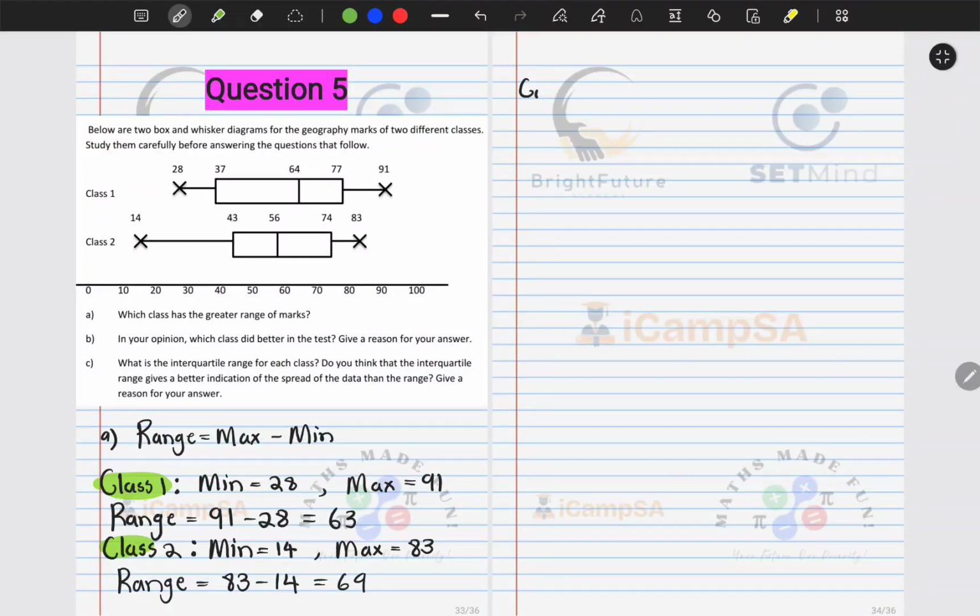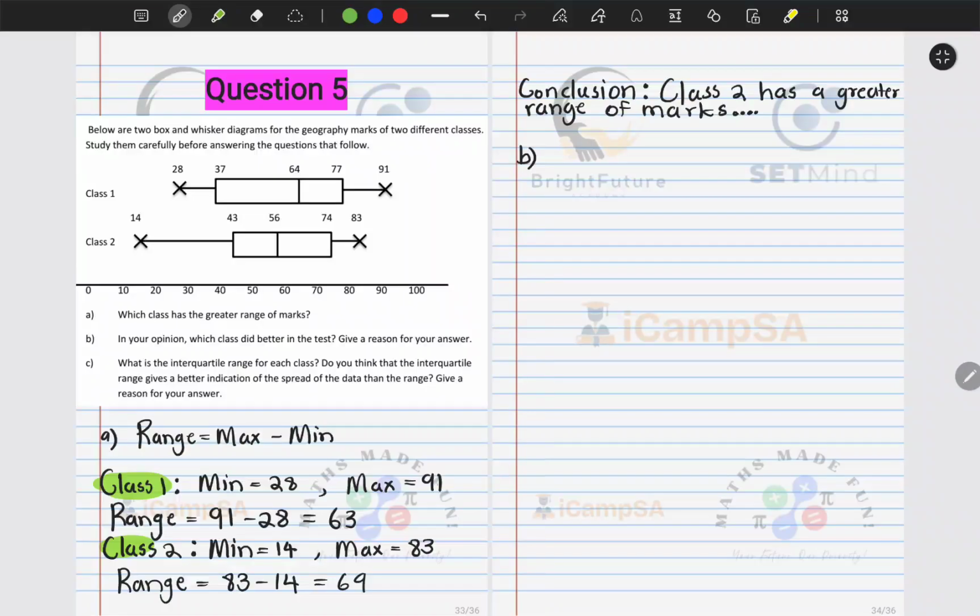Which class has the greater range of marks? So what we can do here is conclude. The conclusion is that it's class 2. Okay. So class 2 has a greater range of marks. Okay. So done with that, guys. Let's go and have a look at B.